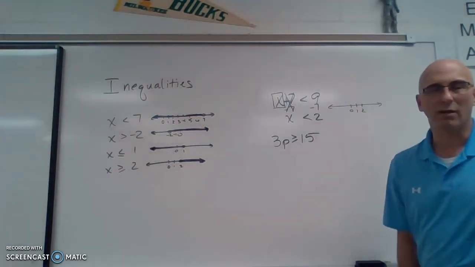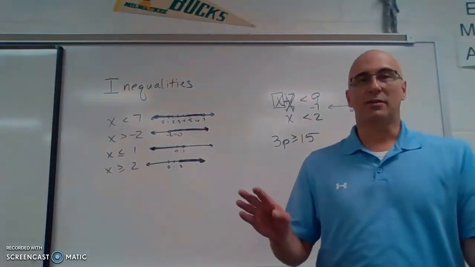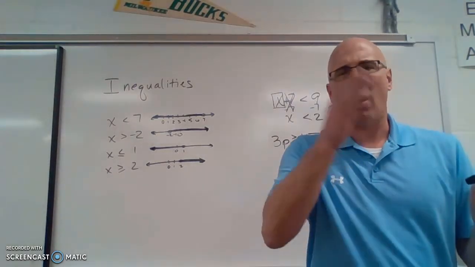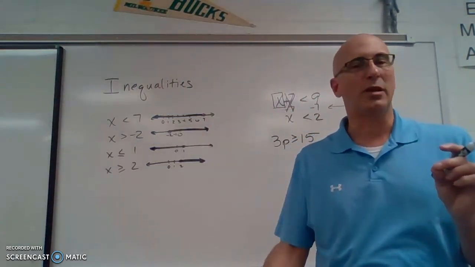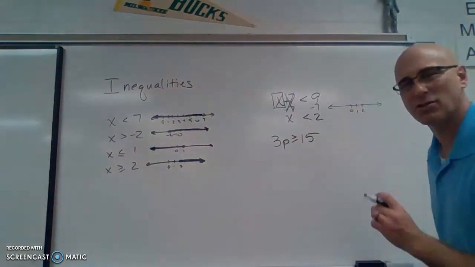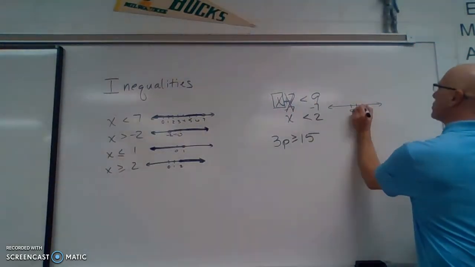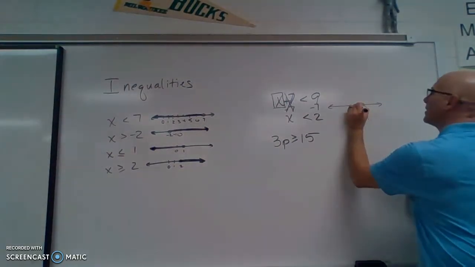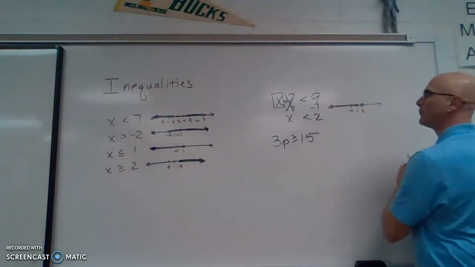You don't have to put all of them. So if you had, say, to graph x is less than 23, you're not going to put all those little hash marks all the way up to 23. You could just put 0 and then 23 and then shade in. That's a little shortcut. So x is less than 2. Since it's less than, we're going to have an open circle and then shade to the left.